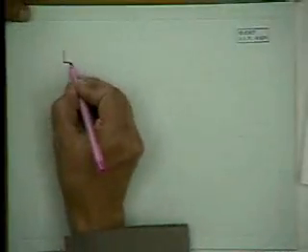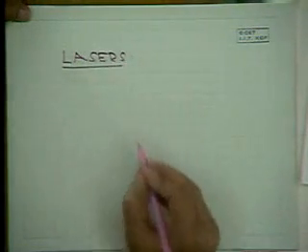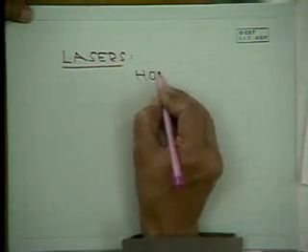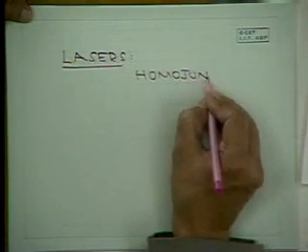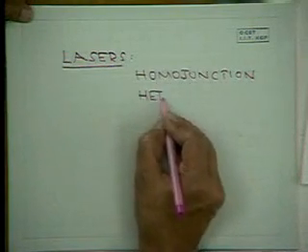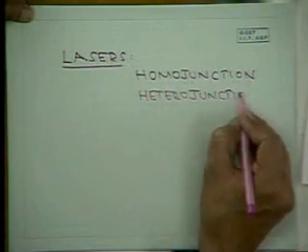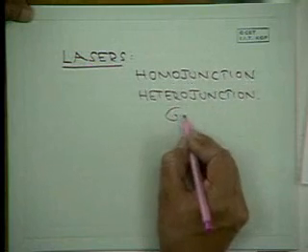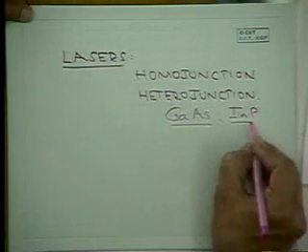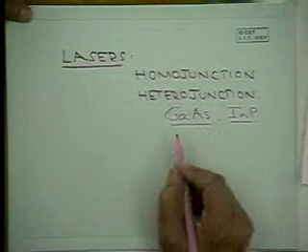Lasers have shown tremendous improvement in the last decade or so, and we'll be discussing not only homojunction type of lasers. These were the first to be discovered. Then we'll go on to a discussion of heterojunction lasers of various types based on gallium arsenide as well as indium phosphide. We'll compare the properties and the requirements of these two types of lasers.